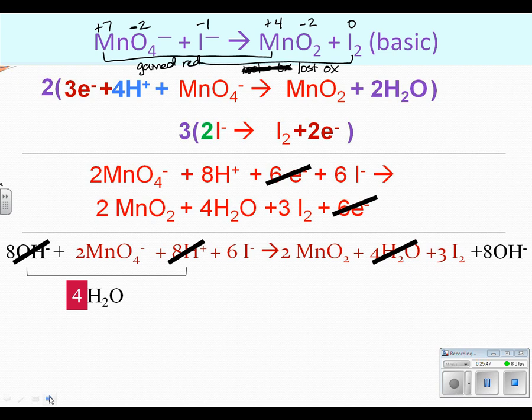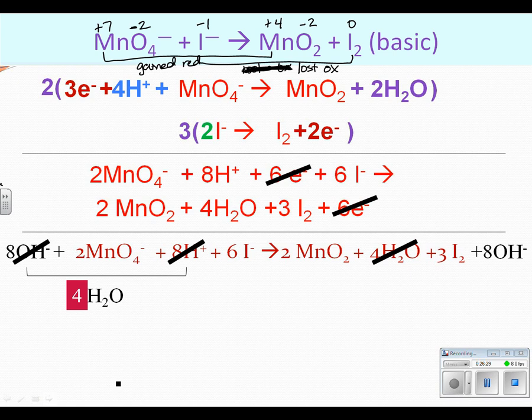And now that's going to leave me with the 8 oxygens, which I have 2 times 4 plus another 4, which is 8 oxygens, plus 4 is 12. This is 4 plus 8, that's 12 oxygens. So the oxygens are still balanced. Then I have 4 hydrogens, 4 times 2 is 8, and then I have 8 hydrogens here, so those are still balanced. So everything's still balanced because I have 6 I's and 6 I's, 2 Mn's, 2 manganese. So all of those are balanced out.